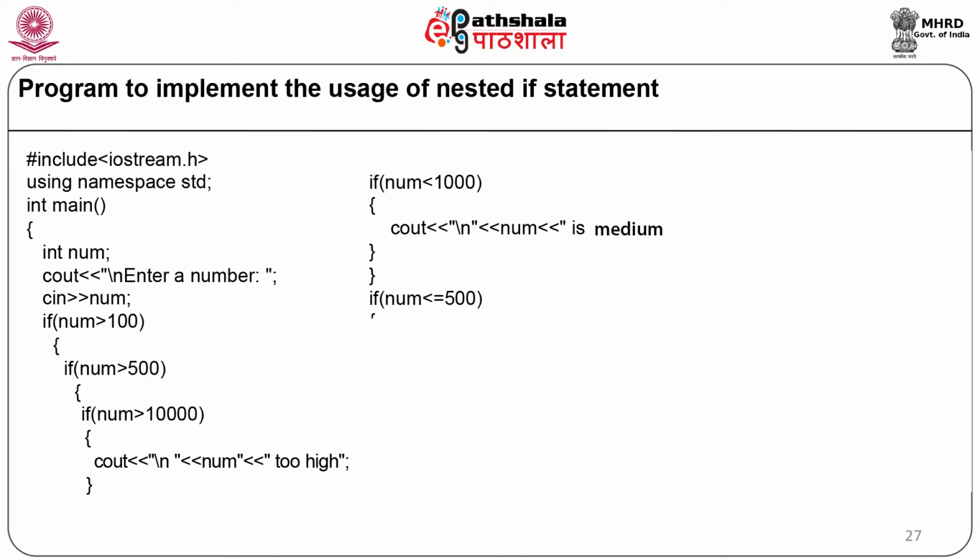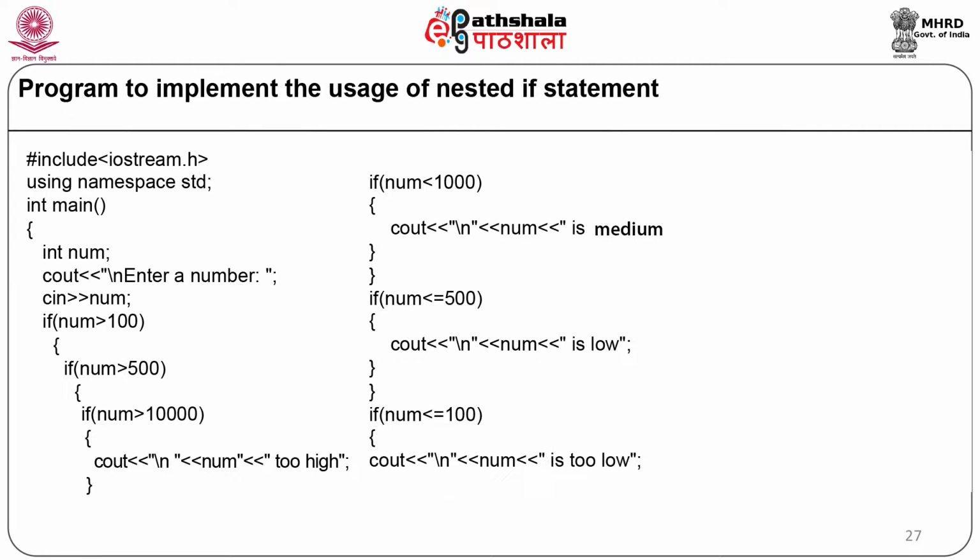If number is less than or equal to 500, then we will display the message cout the num is low. Now, outside that again we will have an if condition. If number is less than 100, then we will display the message cout the num is too low, and all the if conditions will end and our main program will end. Now, here what are we checking? We are checking in a nested if whether the number is greater than 100, 500 or 10,000.